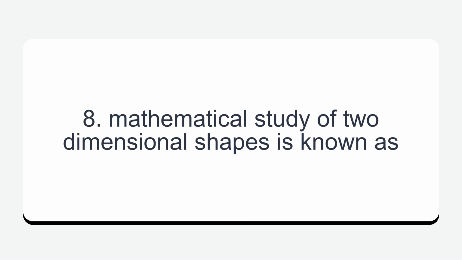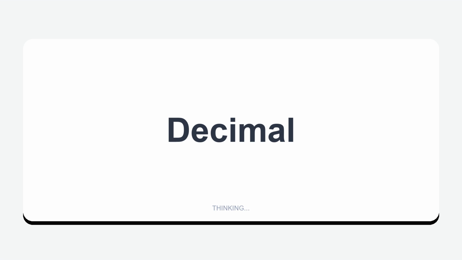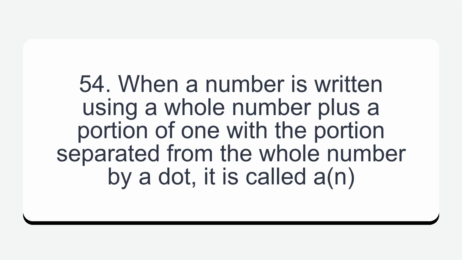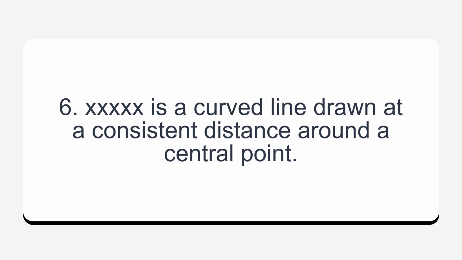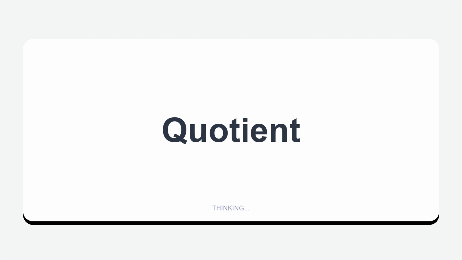8. Mathematical study of two-dimensional shapes is known as decimal. 54. When a number is written using a whole number plus a portion of 1 with the portion separated from the whole number by a dot, it is called a, n, circle. 6. XXXXX is a curved line drawn at a consistent distance around a central point. Quotient.